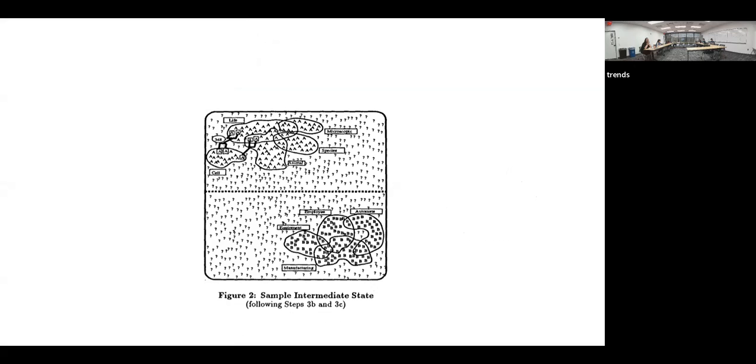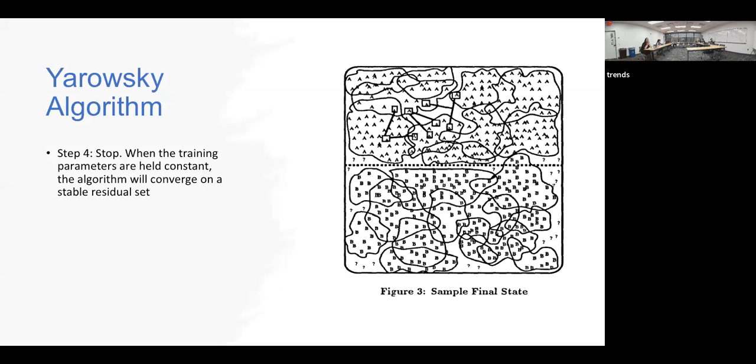This is how the intermediate state will look, and this is how the final state looks like. The algorithm will converge on a stable residual set.